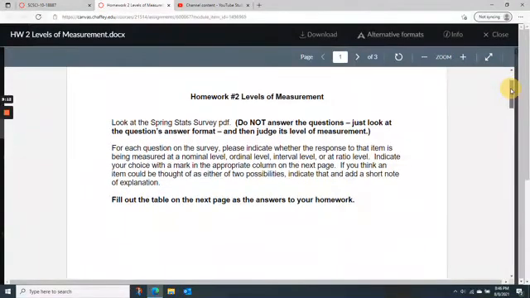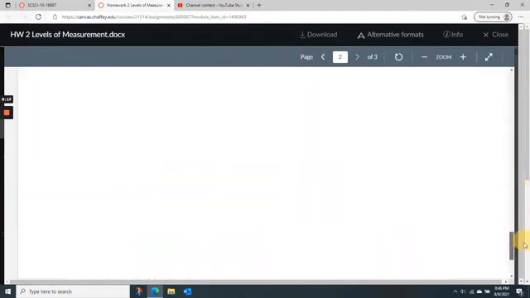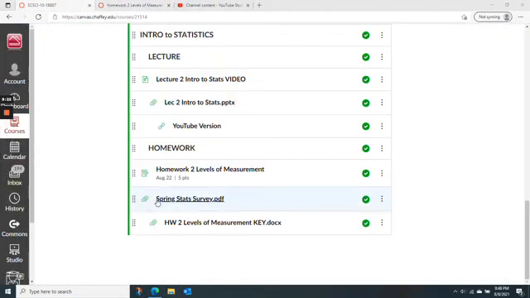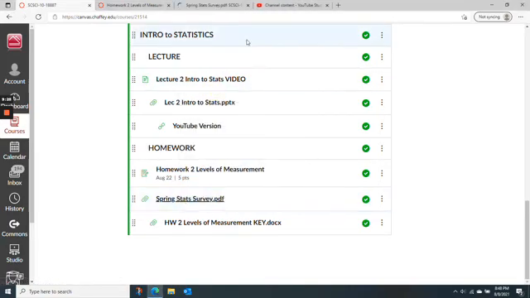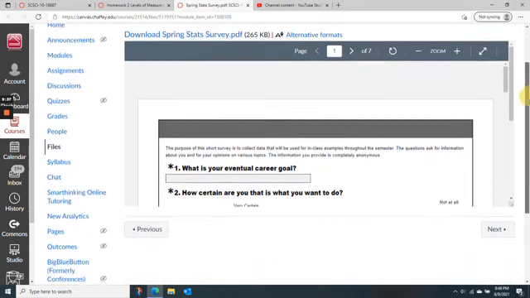And so what it asks you is to look at this survey, which I'm going to put up in Canvas in a second. So you open up this document here, this document, Spring Stats Survey. I'm going to leave it there because we might use this document later too, so it's good to have it there. You might want to save this for the class. So it asks you to look at this survey.